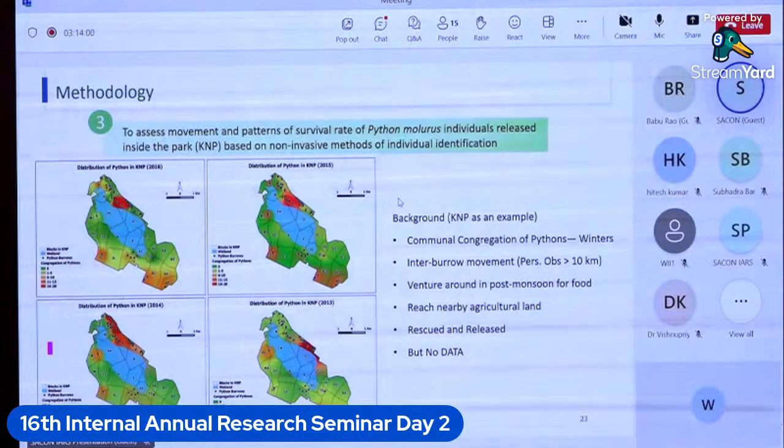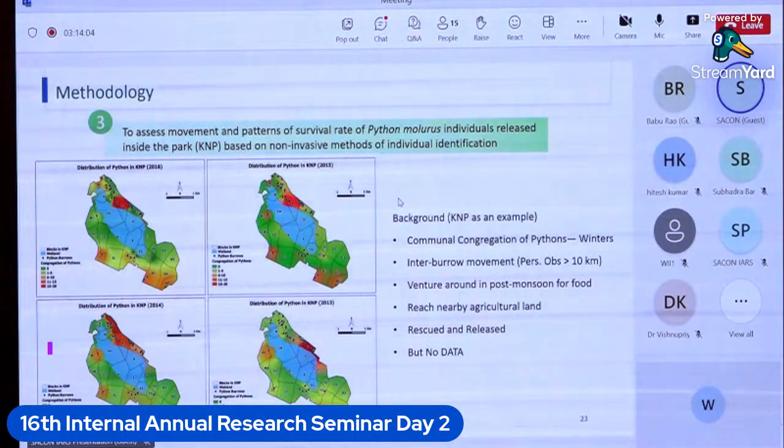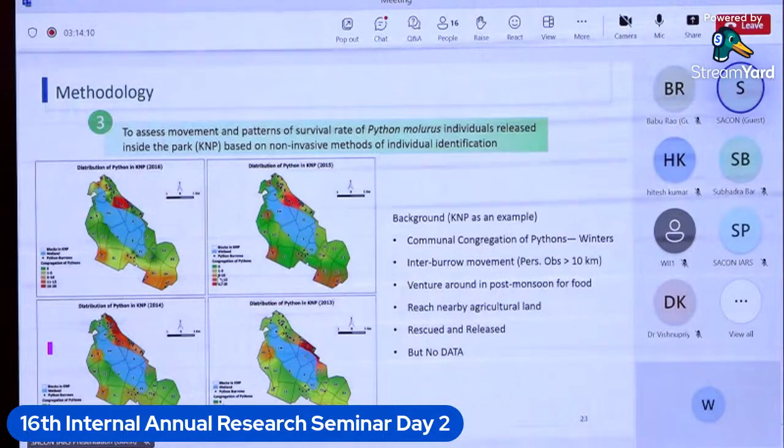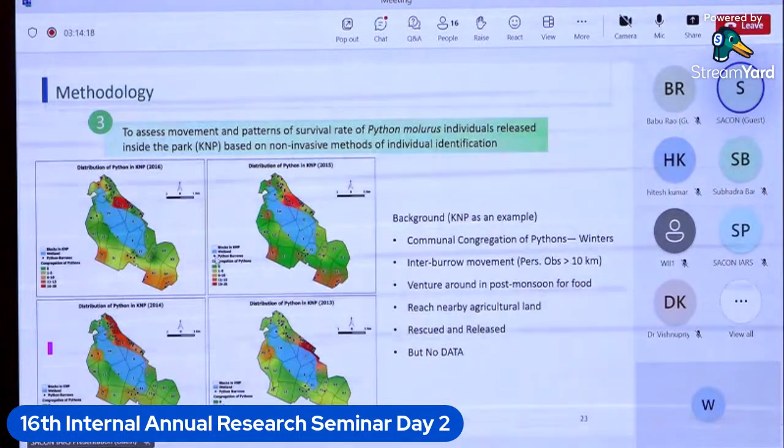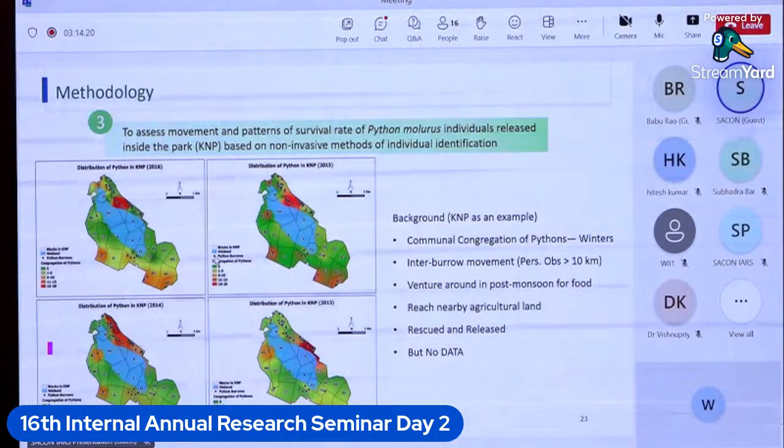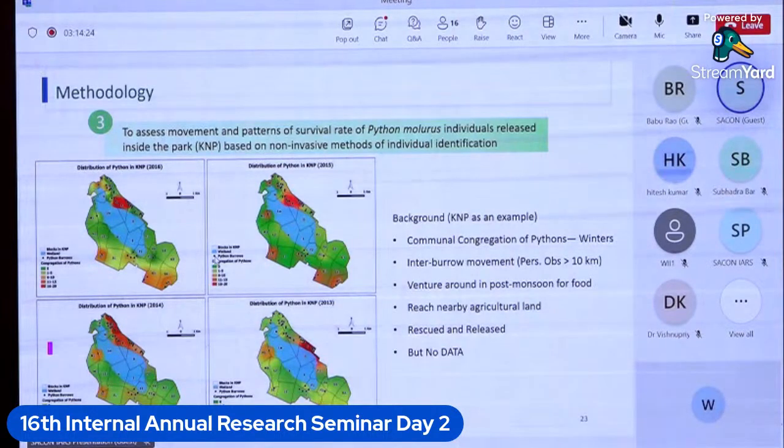For that, all the images obtained from the second objective will be compared, and we will try to find out the communal congregation of pythons. This is a basic example: what you see on the left are maps from 2013 to 2016, and these pythons have used the entire place, but in a different congregation pattern. So we don't know whether the same individuals are using the same burrow site or whether they have any site specificity. For that, all these imageries will be very important.